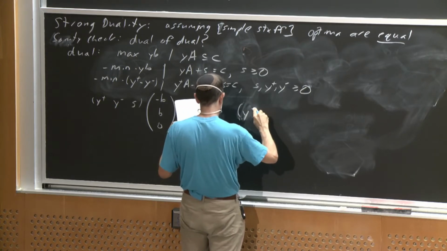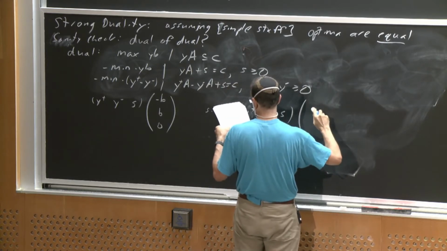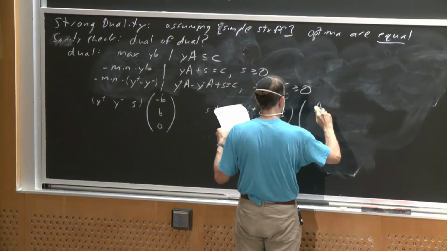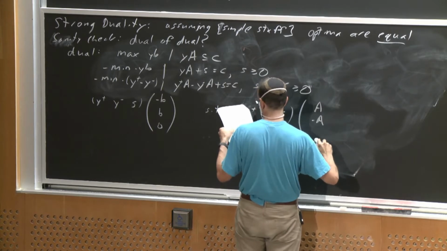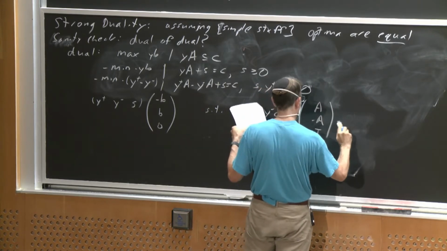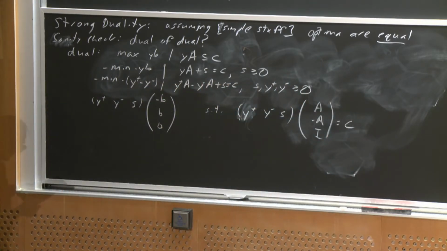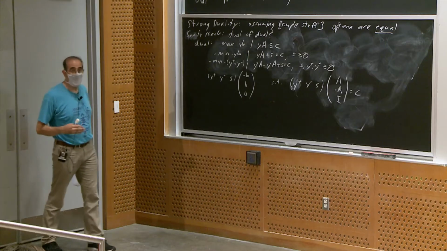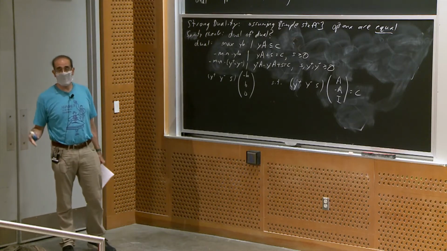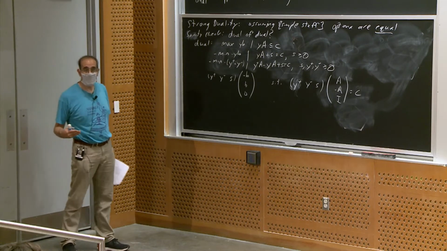So again, y plus, y minus, and s times A, minus A, and the identity matrix is supposed to be equal to c. Okay, that's just the matrix form of the constraints that I just wrote. So now that we have it in standard form, we can apply our technique for taking the dual, right?